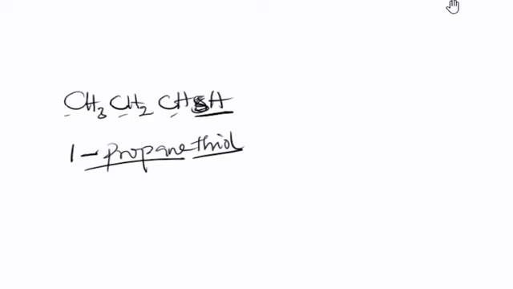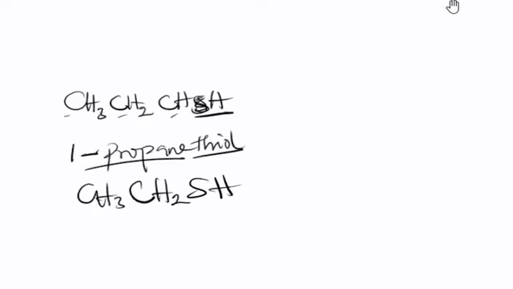As well, I can also have CH3, CH2, SH, and this is 1, 2 carbons, so I can call this an ethane thiol.